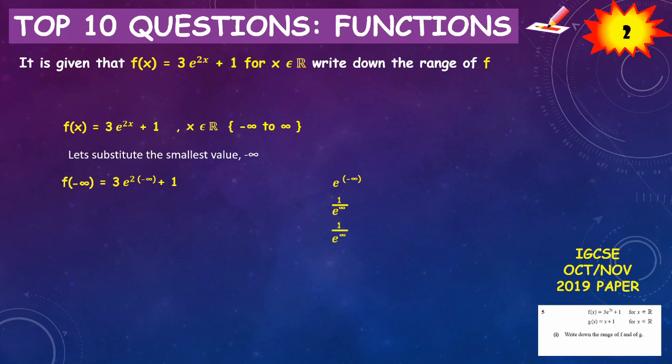e to the power of infinity is also infinity. 1 over infinity, it's like taking 1 dividing a very, very huge number. If you do that in the calculator, you will get a value that is almost 0. So 1 over infinity is actually 0. So the whole exponential term becomes 0, and we get the answer 1.